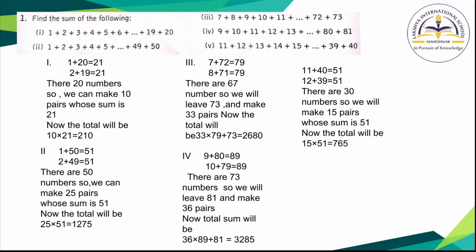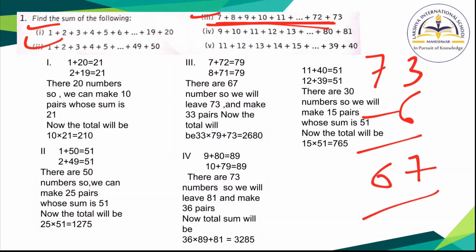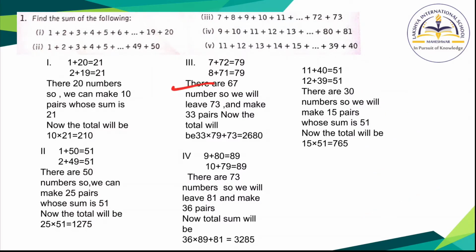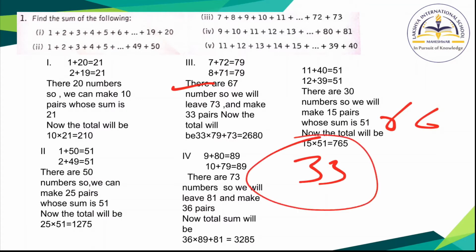This is our answer. We will solve question number 3, that is 7 plus 8 plus 9 up to 73. Here first we will see how many numbers there are, because it's not clear. It started from 7, so we have to find out: 73 minus 6, so 67. There are a total of 67 numbers. So how many pairs can we make? We can make pairs of 66 numbers, that is 33 pairs.